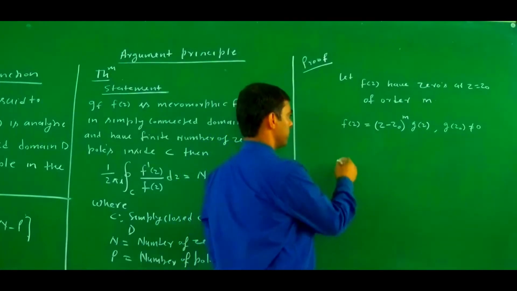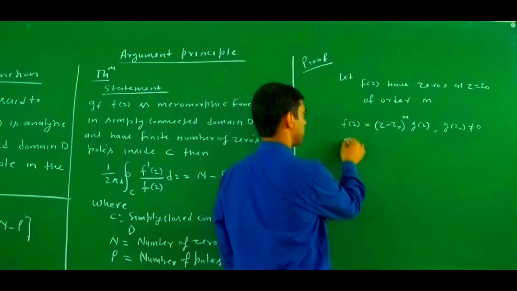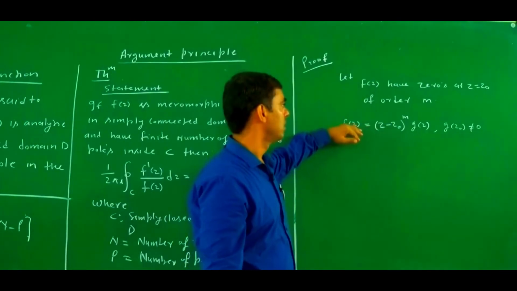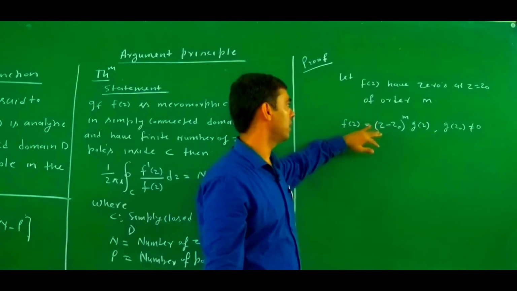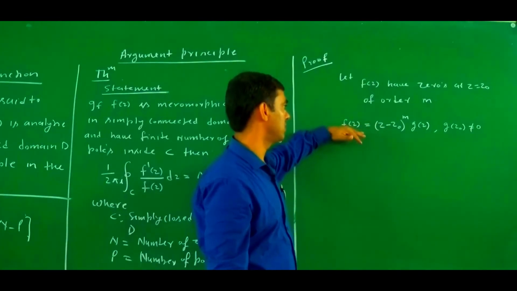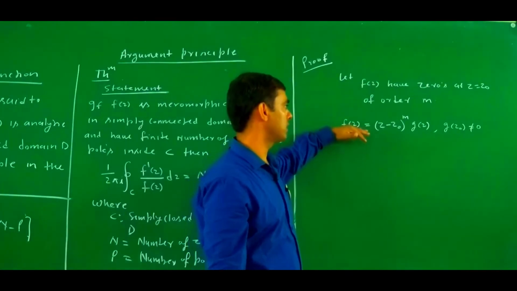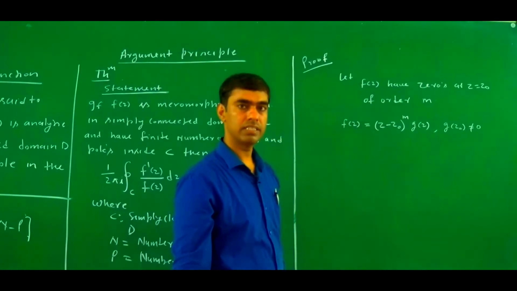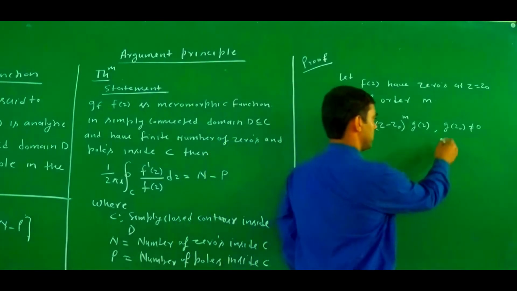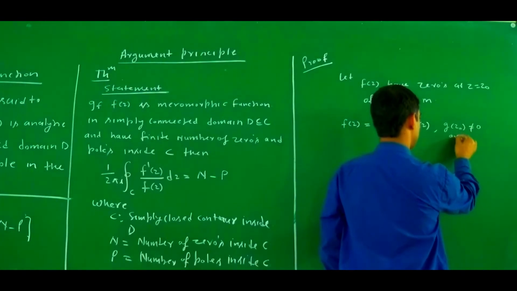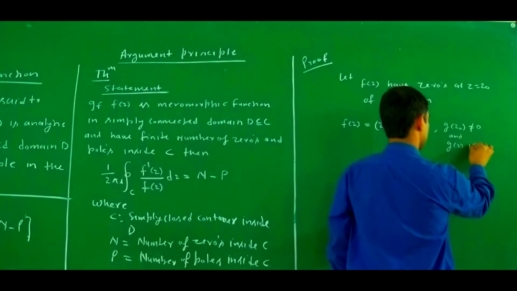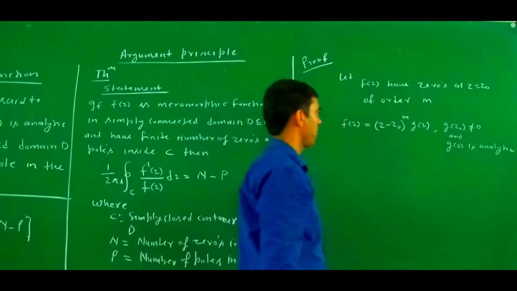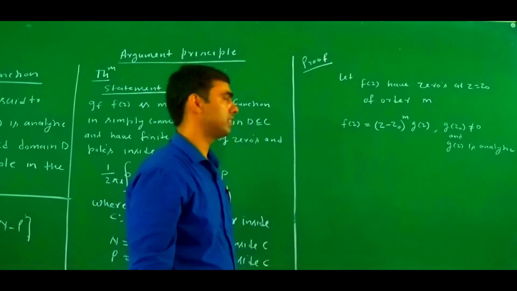Now, what is the value for this? By the definition of a zero, as we defined earlier, if there exists a zero of order m at z equals z0 of a function f(z), then it can be expressed as (z minus z0) to the power m times g(z), where g(z0) does not equal 0 and g(z) is analytic. So this is by the definition of a zero.